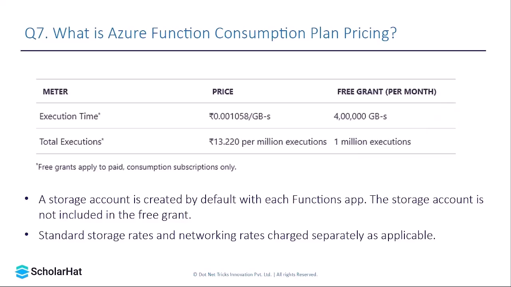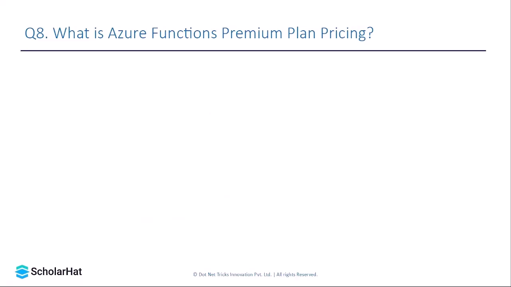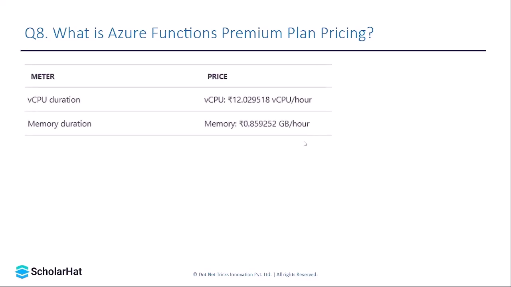Now let's move to the next topic, that is Azure Function Premium Plan pricing. The Azure Function Premium Plan provides the same features and scaling mechanism as used in the consumption plan. So whatever features and scaling mechanism are available in the consumption plan are also applicable in the Azure Function Premium Plan pricing. The only difference is that in the Azure Function Premium Plan, there is no cold start and it has enhanced performance and VNet access as compared to a consumption plan.